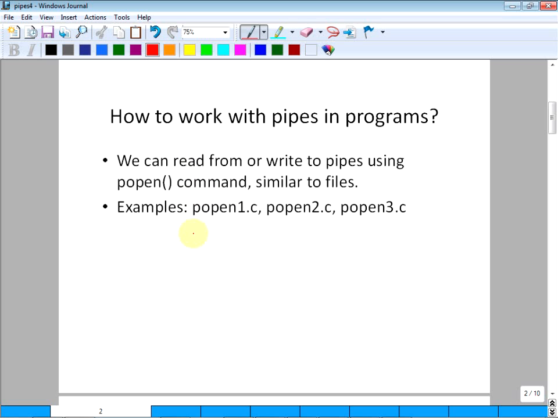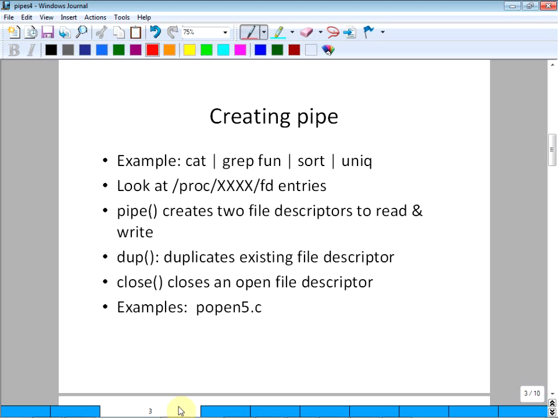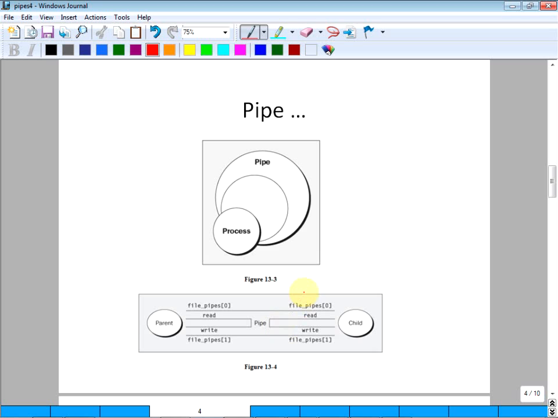There are several pipe related system calls available. From your program, you can invoke pipe to create the two file descriptors. So it will basically create a pipe. Then you can duplicate the existing file descriptor and close the existing one. Don't worry about it. We are going to look into it in detail.